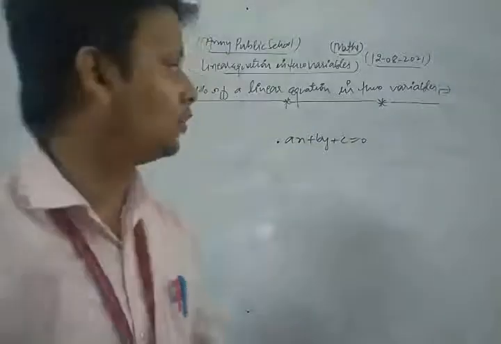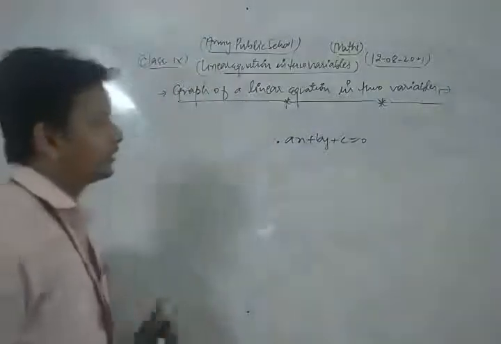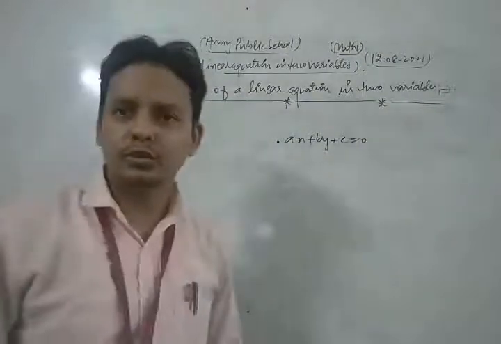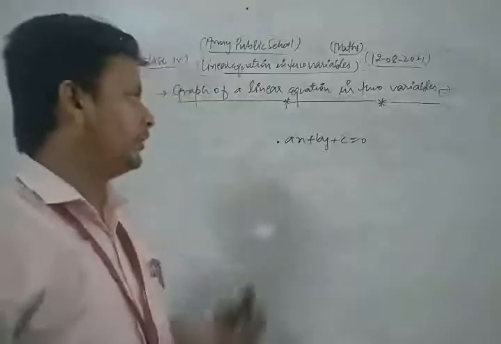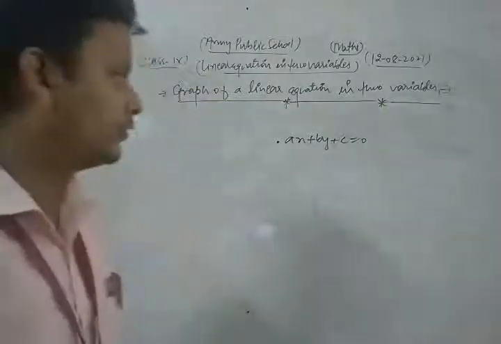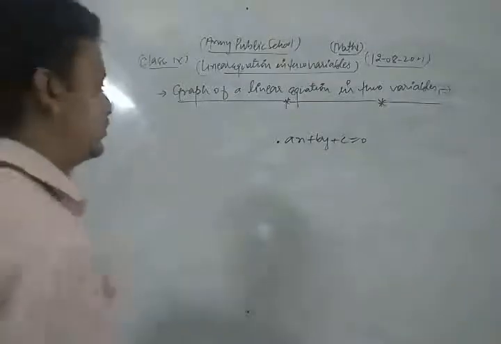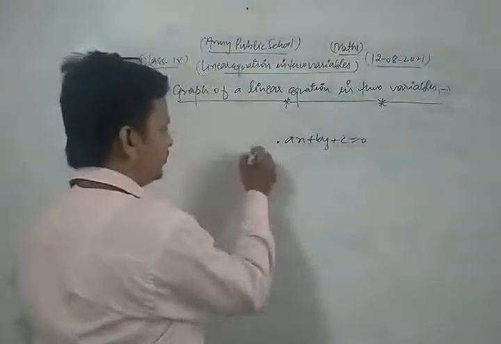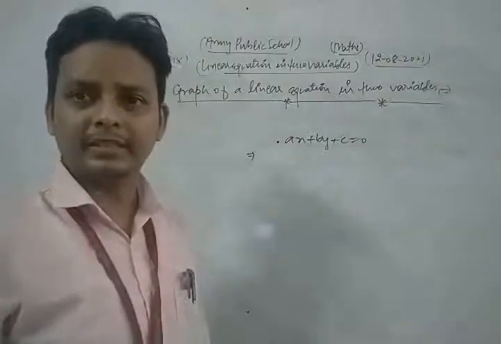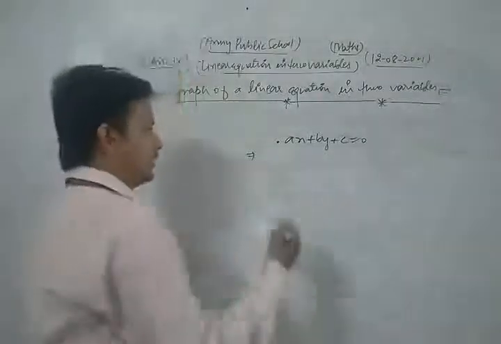Now, dear students, we are going to discuss the steps of drawing the graph of a linear equation in two variables. In the first step, we have a given linear equation in two variables. After that, we express y in terms of x in this way.